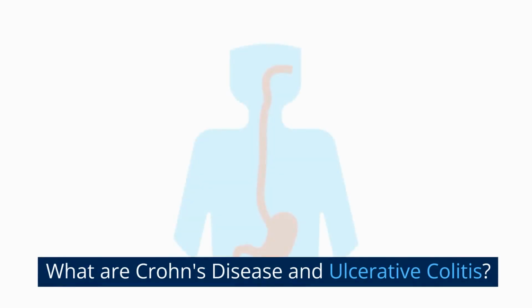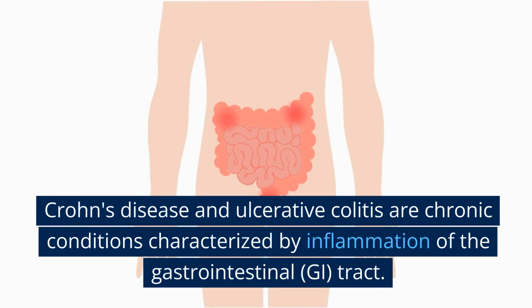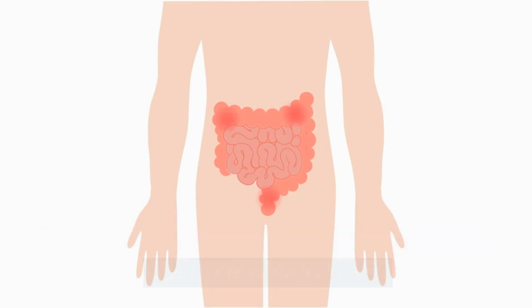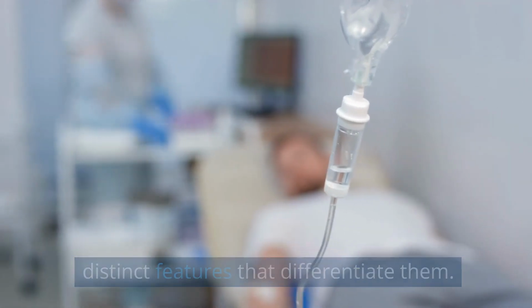What are Crohn's disease and ulcerative colitis? Crohn's disease and ulcerative colitis are chronic conditions characterized by inflammation of the gastrointestinal (GI) tract. While they share some similarities, they also have distinct features that differentiate them.